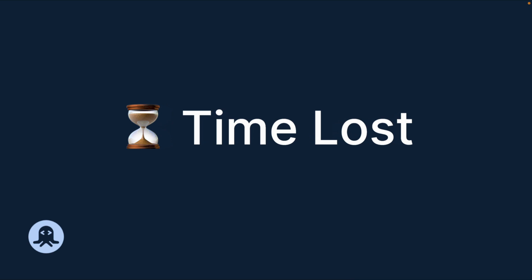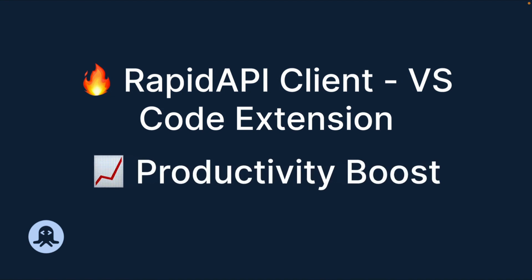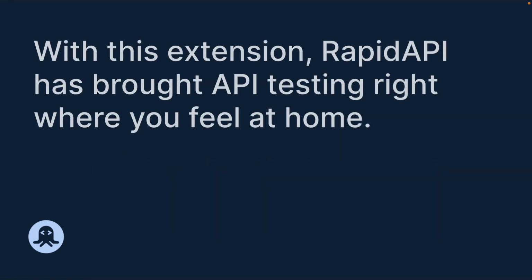So as we have to leave our VS Code workspace and head over to other API clients to do this testing, there is time lost while opening and setting up these clients, and it hurts the flow of our work. With the RapidAPI VS Code extension, now you can test APIs quickly within your VS Code, and we find it to be a significant productivity boost. With this extension, RapidAPI has brought API testing right where you feel at home.